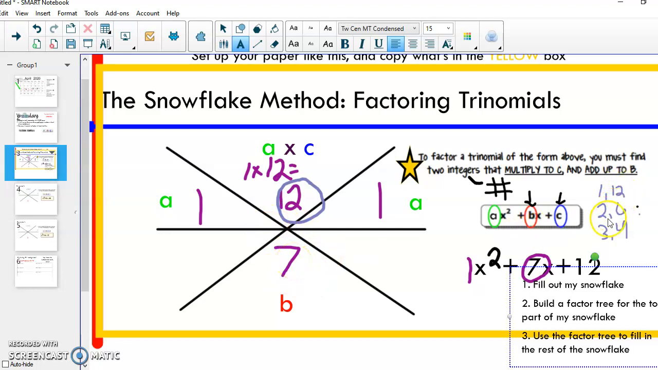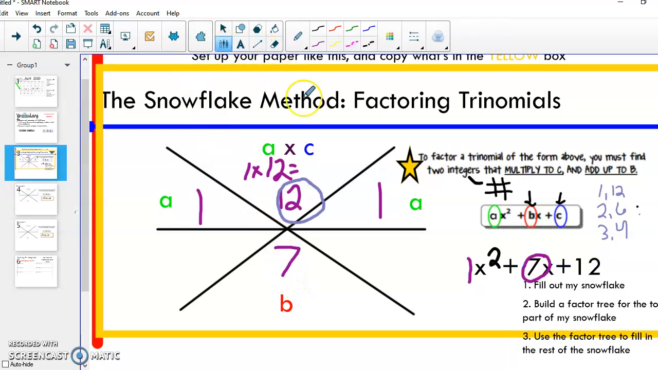So first I built my factor tree, and now I need to think about which of these sets of factors is going to add to give me 7. So what I want to do, I'm going to make a note for myself. I want this number and this number to add together to give me 7.